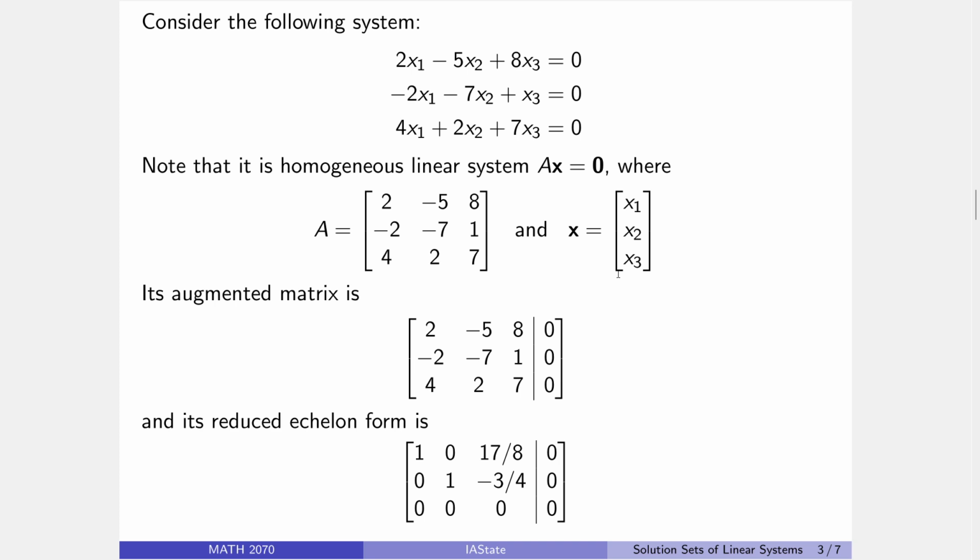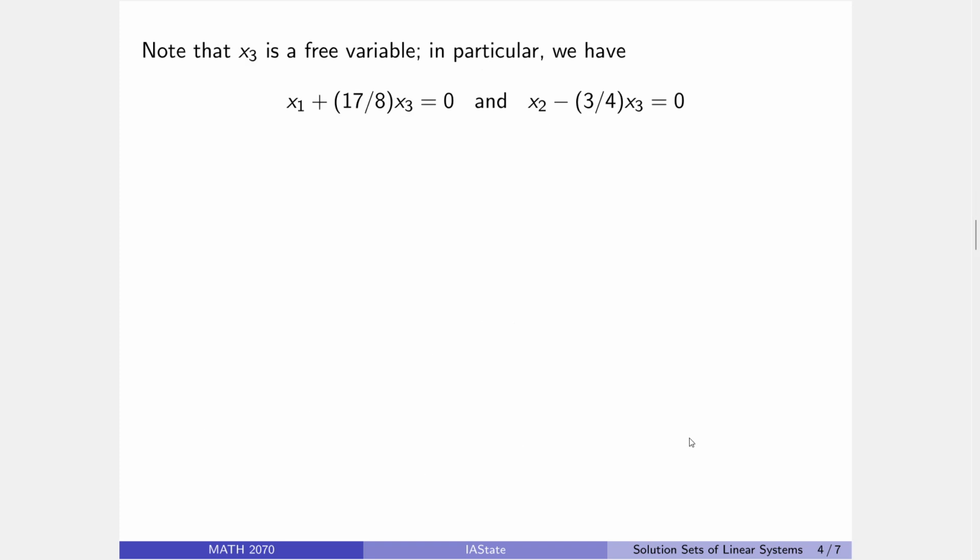Now we go ahead and set up our augmented version of this, with this matrix going on the left and the right-hand side going on the right. And here we can reduce to echelon form and get this matrix here with some unfortunate fractions, although I'm a big fan of this number. And from here I can read off that x1 plus 17 eighths x3 equals 0, and x2 minus 3 quarters x3 is equal to 0. So we see that x3 is a free variable. There was no pivot column in the third column.